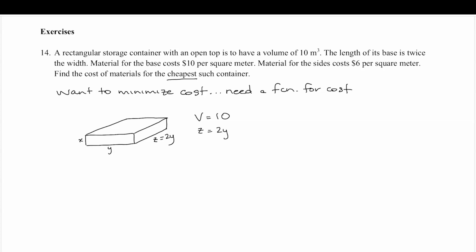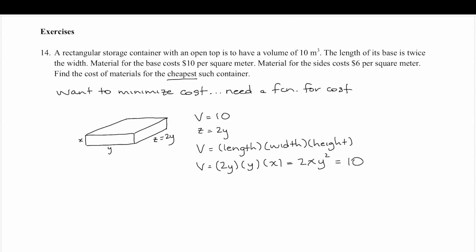So in general, for a container of this shape, the volume is length times width times height. And in this case, the length is what I'm calling 2y, the width is y, and the height is x. So that is 2xy squared. Now that's supposed to equal 10. This, by the way, is what we call a constraint equation, just for a little bit of trivia there.